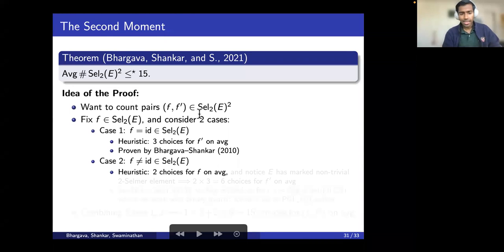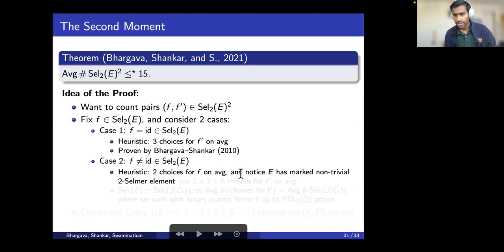Now in the case where f is not the identity, the Poonen-Raines heuristic says that there should be two choices for f, 3 minus 1 choices for f on average. And once you've fixed that non-trivial two Selmer element f, the elliptic curve E has a marked non-trivial two Selmer element, namely the one corresponding to f. And we expect that this marked non-trivial two Selmer element will cause the two Selmer group to double in size. And so we expect that there should be 6 choices for f prime on average in this case.